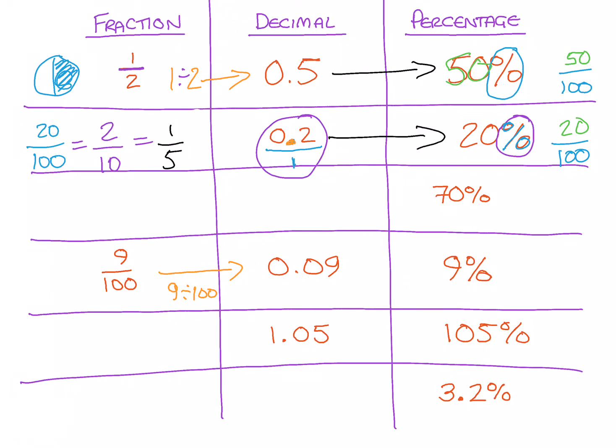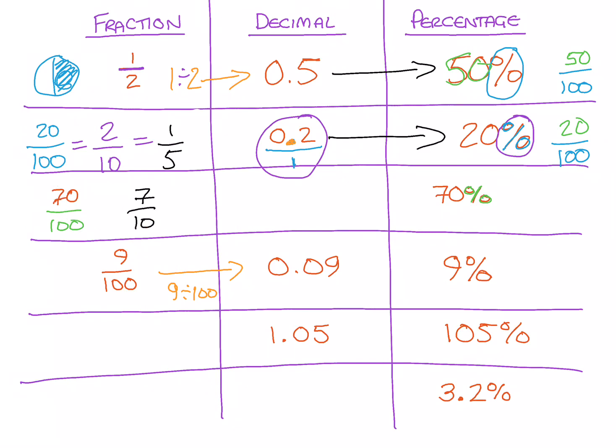Okay, so let's look at another example of that. 70% here. I want to turn 70% into a fraction. Well, 70%, the percent just means out of 100. So I can write this as 70 over 100. And in this case, that simplifies, giving us 7/10. If we divide this and this by 10, we end up with 7/10.